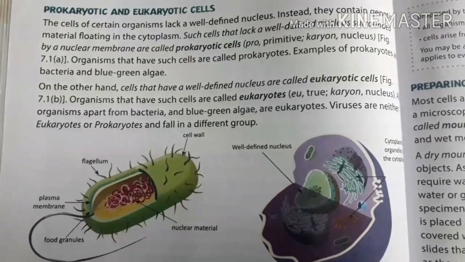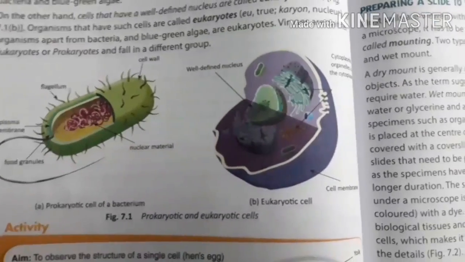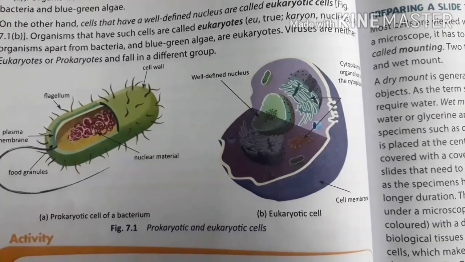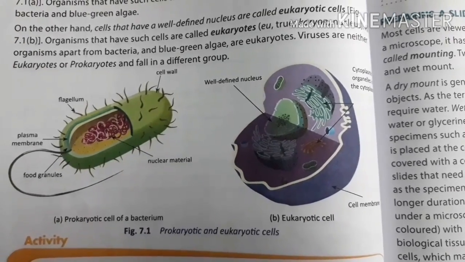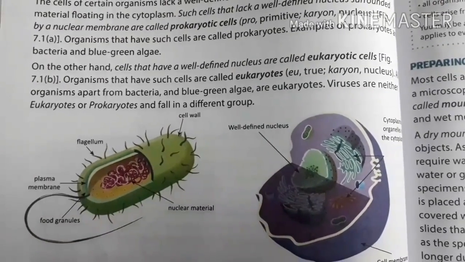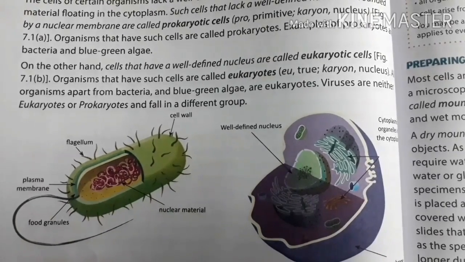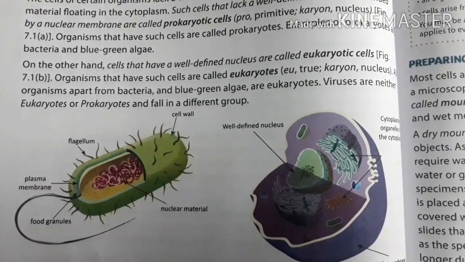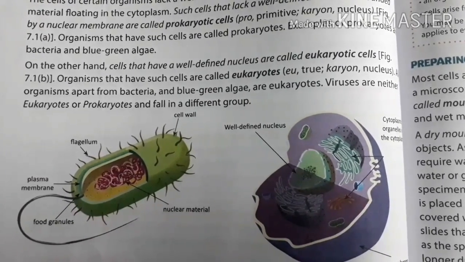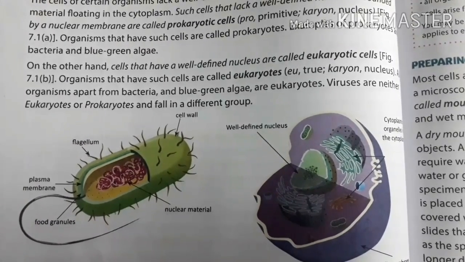On the other hand, cells that have a well-defined nucleus are called eukaryotic cells. Look at figure 7.1b. This is a well-defined nucleus. Look at the picture. Within that, the genetic material will be there. Organisms that have such types of cells are called eukaryotes. Eu means true, karyon means nucleus. Organisms apart from bacteria and blue-green algae are eukaryotic. Even human beings are eukaryotic.